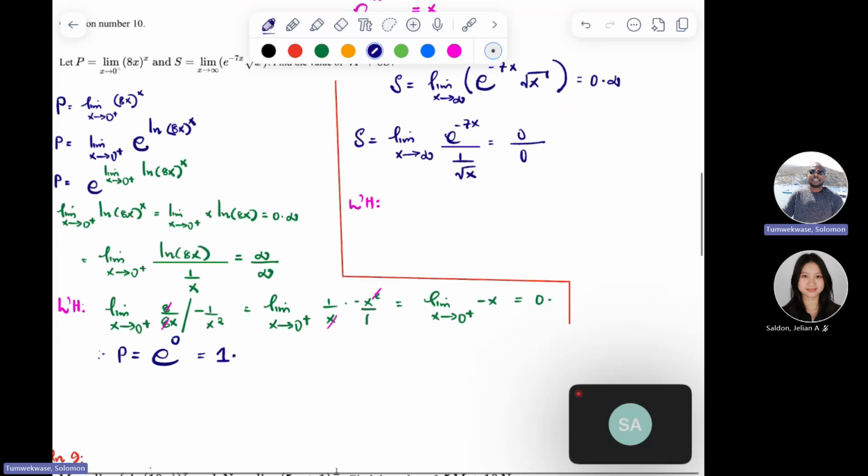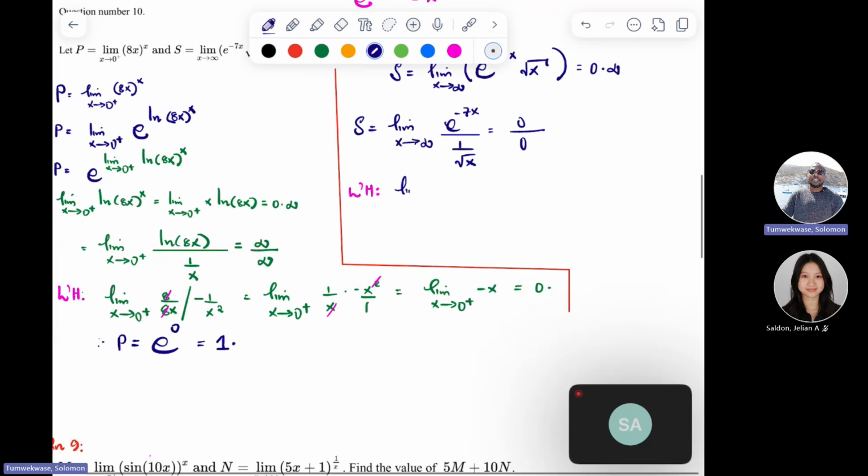And L'Hopital's rule, once again, says this is the limit as x approaches infinity. Take the derivative of e to the negative 7x, that is the same as negative 7 e to the negative 7x, over the derivative of 1 over square root of x.